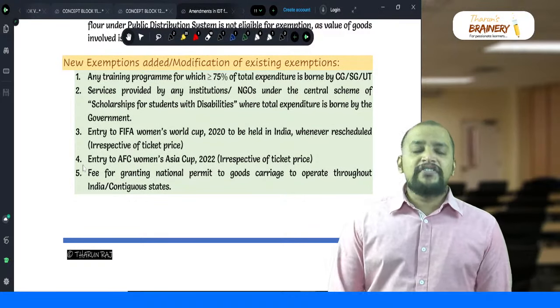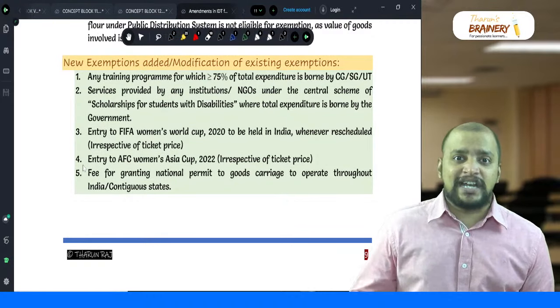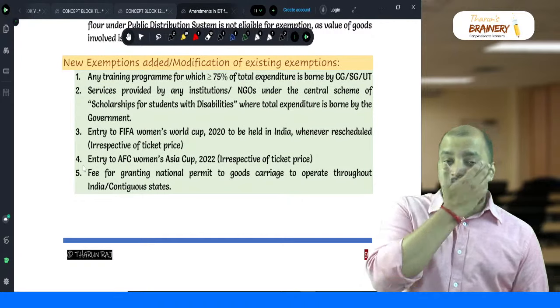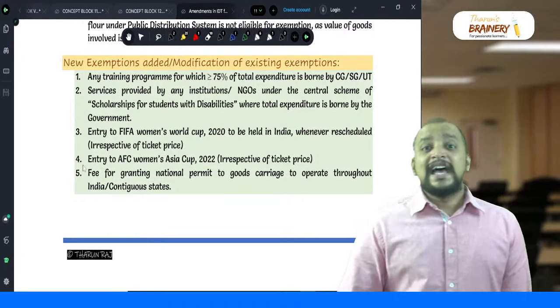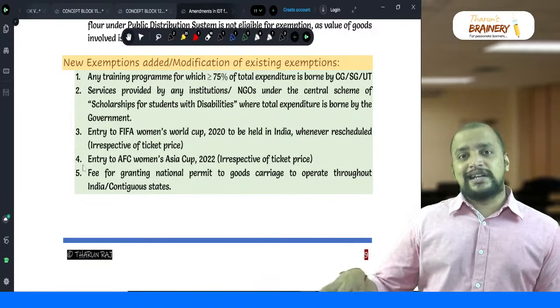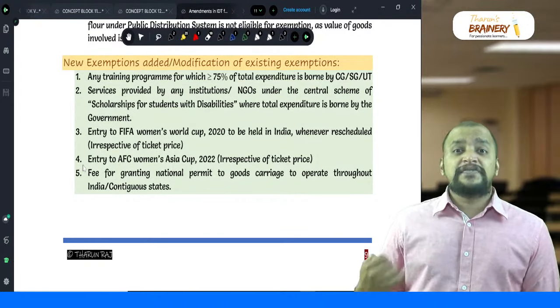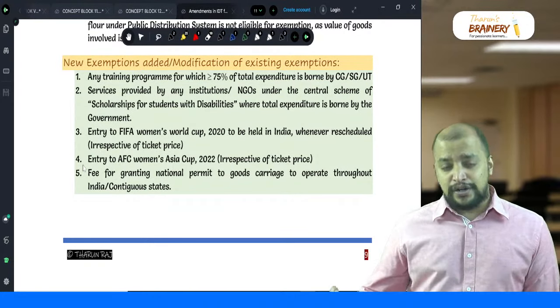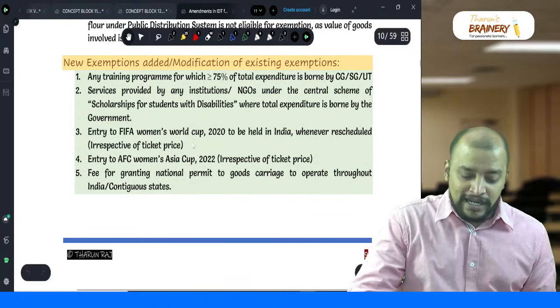Then FIFA Women's World Cup 2020 entry ticket was exempted irrespective of the ticket price. And this FIFA Women's World Cup 2020 was not held in India in 2020 because of the COVID first wave. And thereafter it is rescheduled in 2022. So that entry ticket is exempted whenever rescheduled. And then in the same way, AFC Women's Asia Cup 2022 is going to be held in India. So for that also the entry ticket will be exempted.